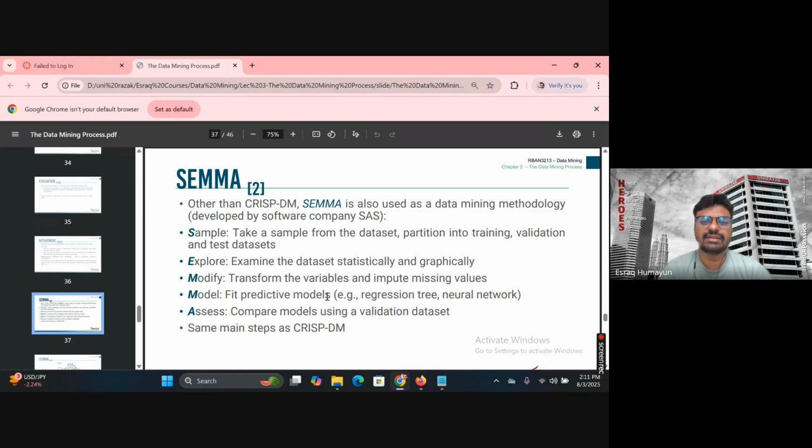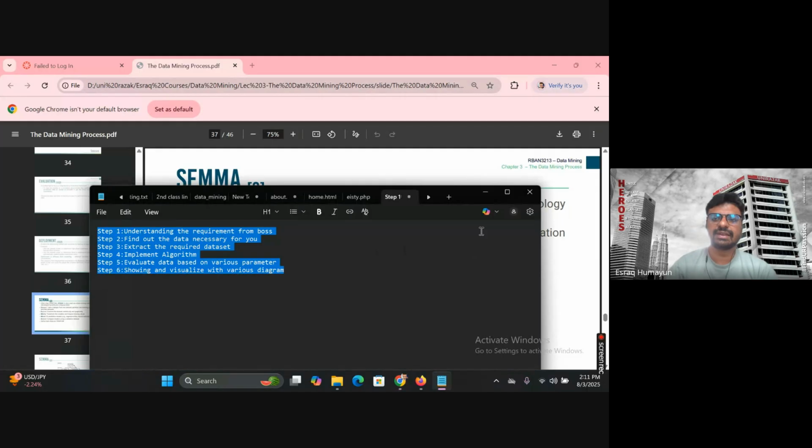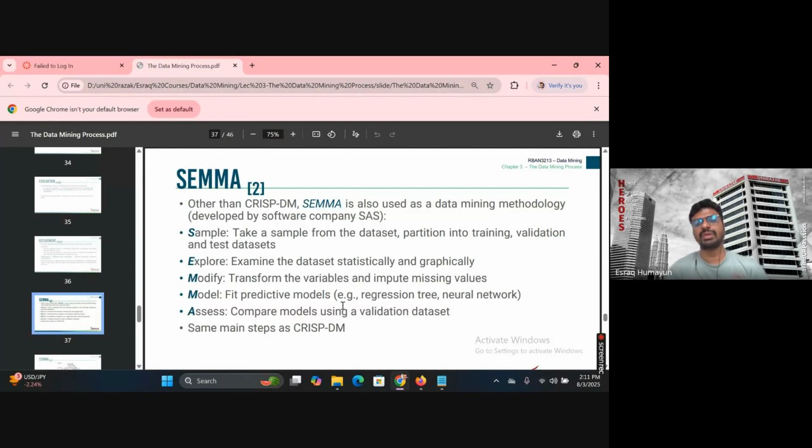Then model: fit predictive models. There is regression, neural network, and tree, and you will see which model is required for you. And then assess: compare the models using a validation data set. It has the same main steps as CRISP. As we saw previously with CRISP, the steps I discussed with you, SEMA is also similar to this. So you may be asked the difference between these two in the exam, but it will be based on the case study also.